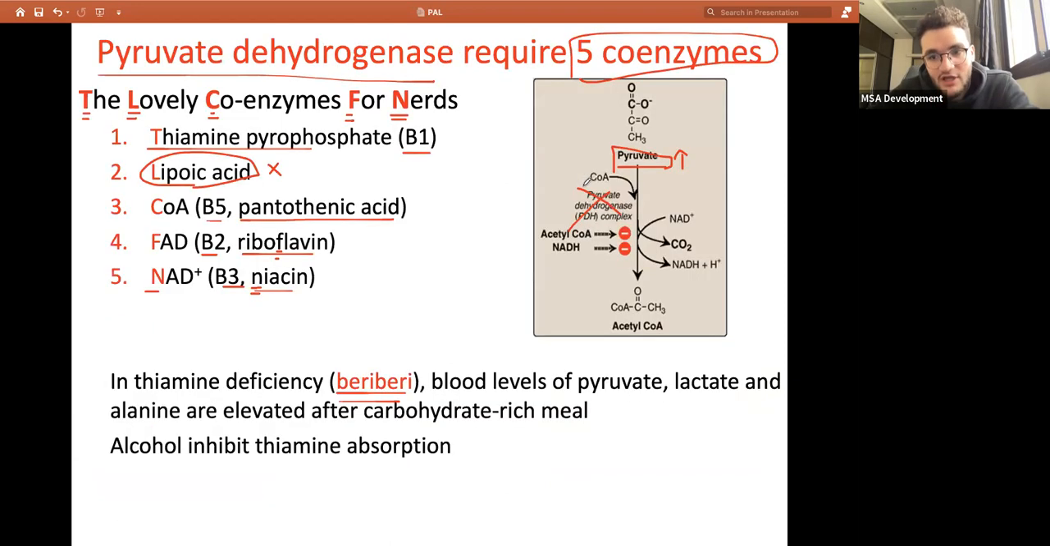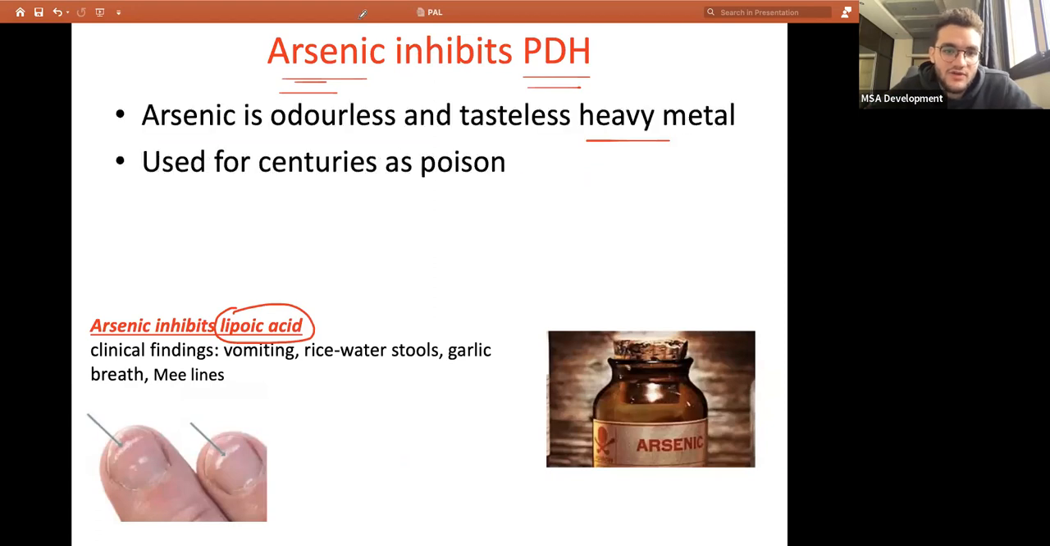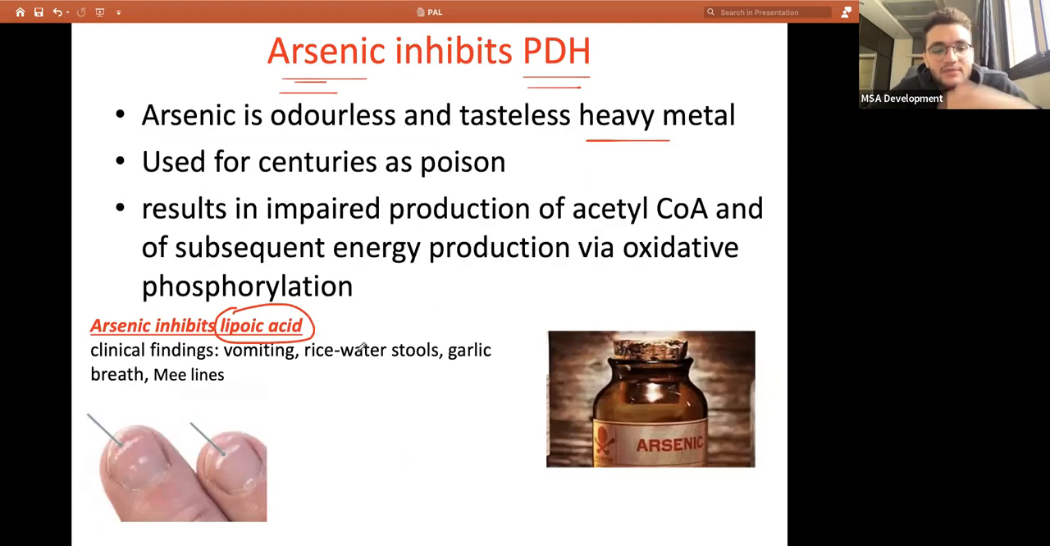So there is pyruvate dehydrogenase, but it cannot work. That's the difference from being congenital, where it's not even there. But in beriberi or in arsenic, they inhibit it by inhibiting one of the coenzymes. Beriberi inhibits thiamine, or there is no thiamine, and arsenic inhibits lipoic acid. And so when there is no lipoic acid, obviously there's no PDH.